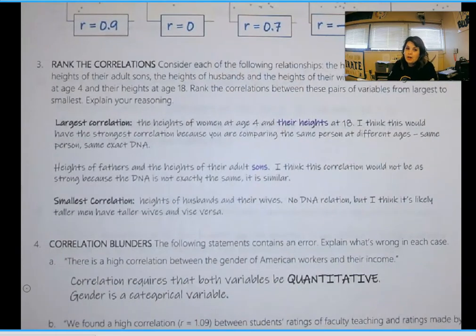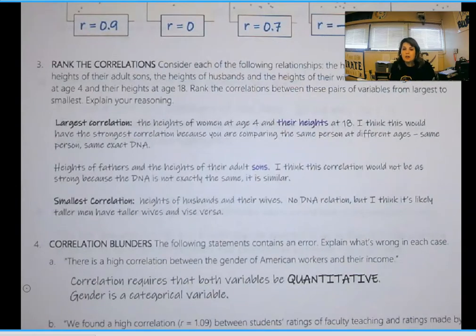The next one I would say is the heights of fathers and their sons. For a similar reason, I don't think that it would be as strong as the females in the previous example, because that was the same female. You were comparing her height when she was young and when she was old. But in this example, you're comparing father to son. So you don't have the same exact DNA. You have similar DNA, but not the same exact. So I put that one second. So the largest correlation is the one where the same person is being compared.